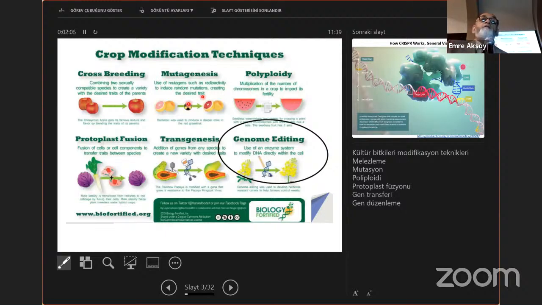The next technique is protoplast fusion: fusion of cells or their components to transfer traits between species. Then transgenesis: the addition of genes from a species to create a new variety with desired traits. Then genome editing: the use of enzyme systems to modify DNA directly within the cells. In this conference, we focus on gene editing.